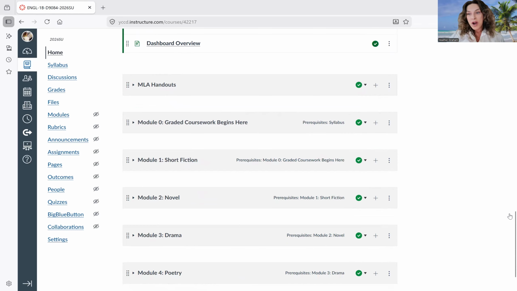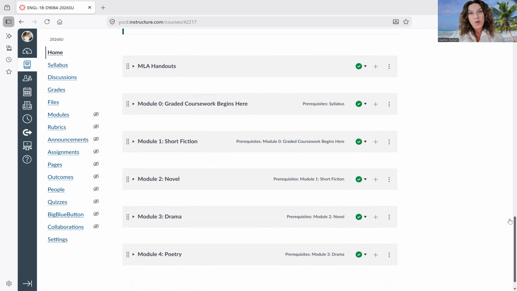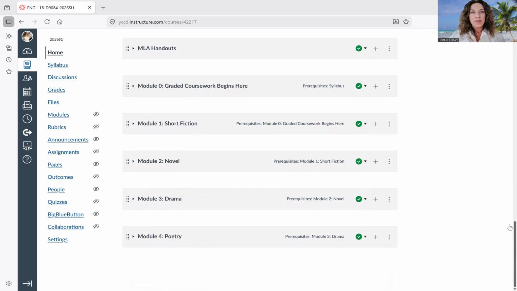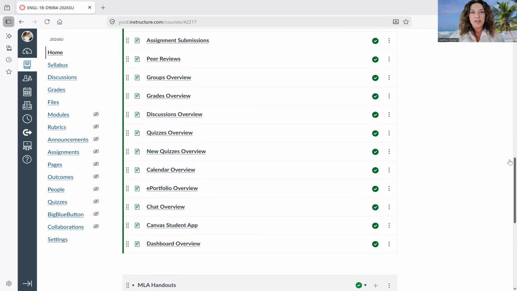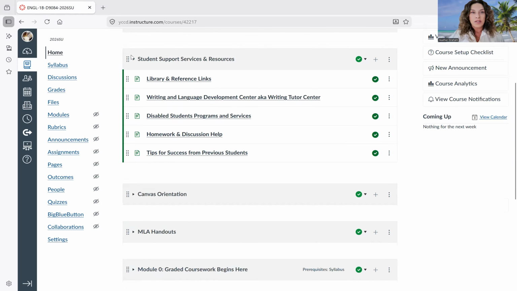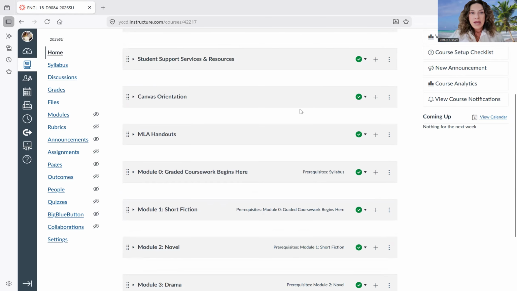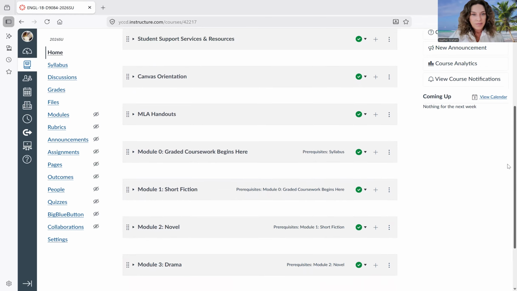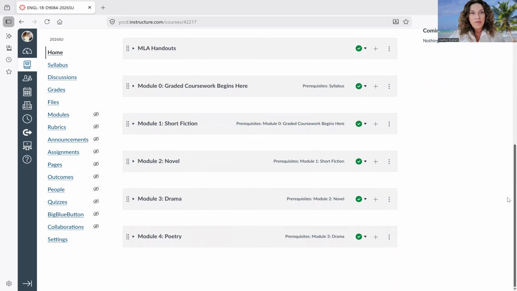Now, this is where our work starts, or your work, right? So that is your syllabus, your learner support stuff, your student support. Now, as you can see, after that, there is module 0, which I'm going to open for you here in just a second.